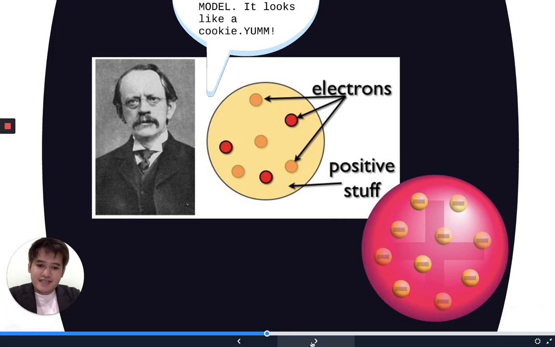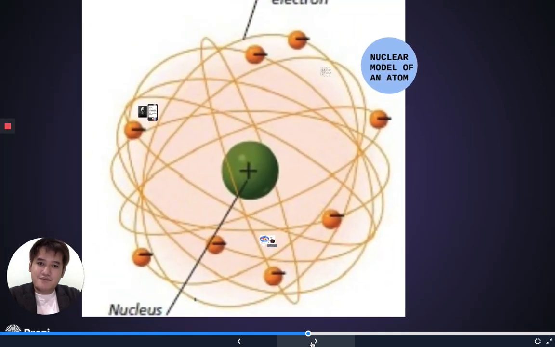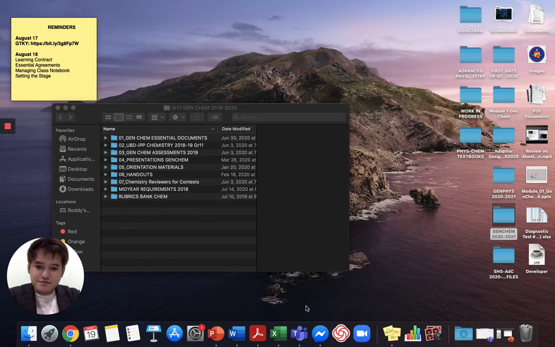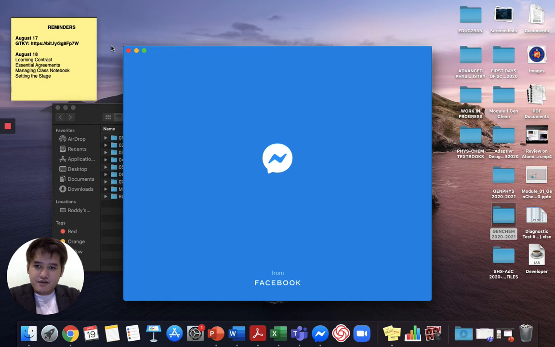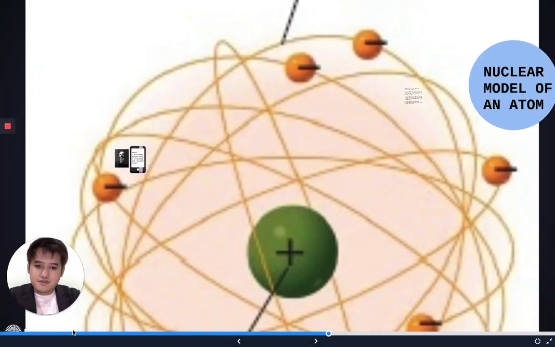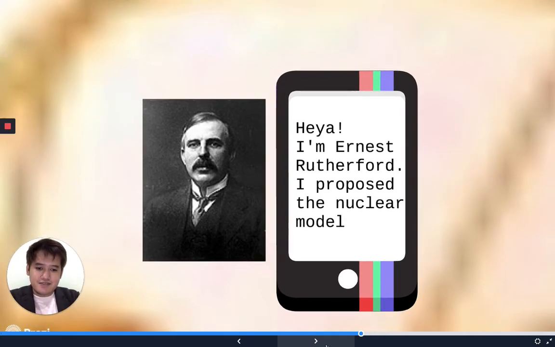Okay, next, there have also been some developments. After the plum pudding model, the idea of a nuclear model emerged, and we have Ernest Rutherford to thank for it. Ernest Rutherford proposed the nuclear model of the atom, and what does that mean?